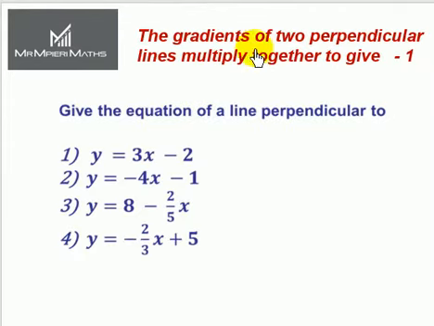Now, remember that the gradients of two perpendicular lines multiply together to give minus 1. Using that information, give the equation of a line perpendicular to each and every one of these lines. Have a go, press pause. When you're done, press play.